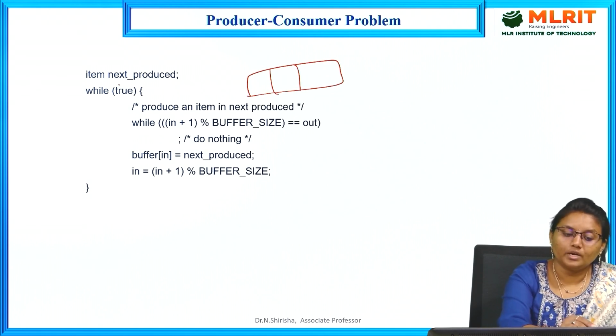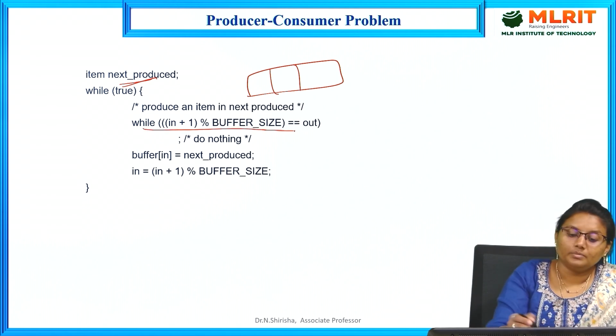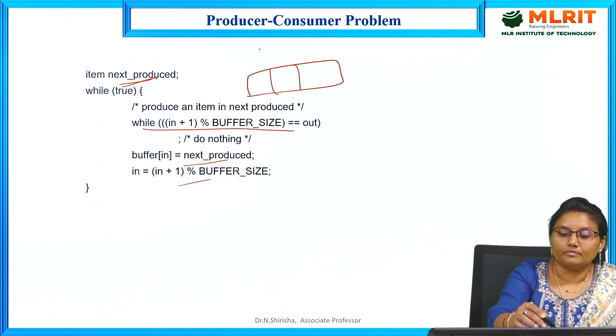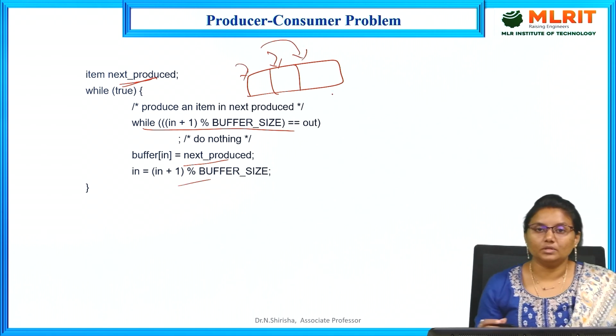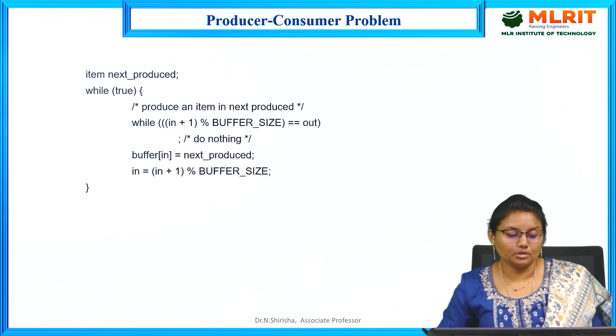Now what can you do? You will see whether there is space in the buffer to produce. Then you will again perform this operation and produce the items into the buffer. Again you have to consume them. So this process is what we call the producer consumer problem.